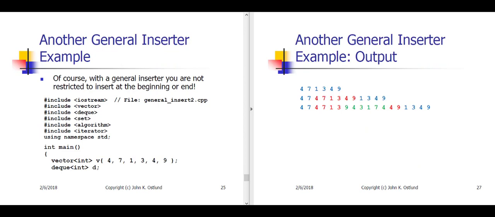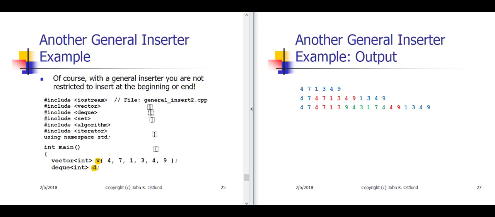On slides 25 and 26, we have another example program making use of general inserters, and the output from this program is shown here on slide 27. Now, on slide 25, we're just showing the top part of main below all of the headers that we need to include. So we have our good old vector V initialized with 471349. We have a deque D, which is empty.